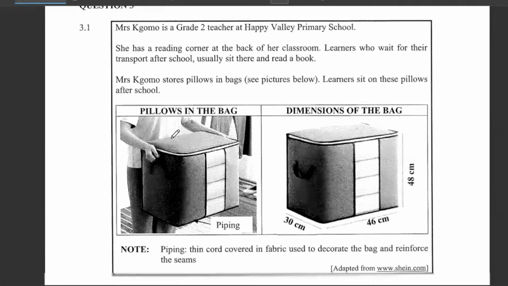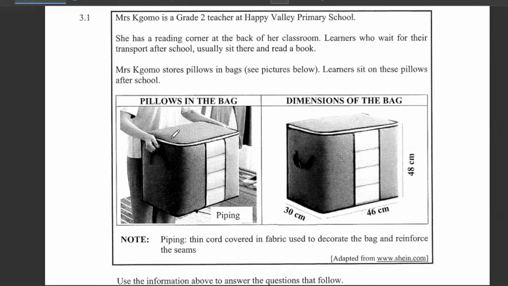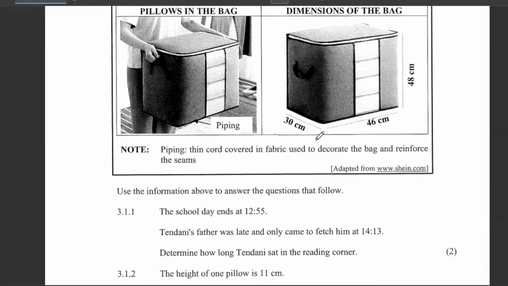Okay, question number 3. Mrs. Kamgo is a grade 2 teacher at Happy Valley Primary School. She has a reading corner at the back of her classroom. Learners who wait for their transport after school usually sit there and read a book. Mrs. Kamgo stores pillows in bags, as shown in the pictures below. Learners sit on these pillows after school. We are looking at this piping, a thin cord covered in fabric used to decorate the bag and reinforce the seams.